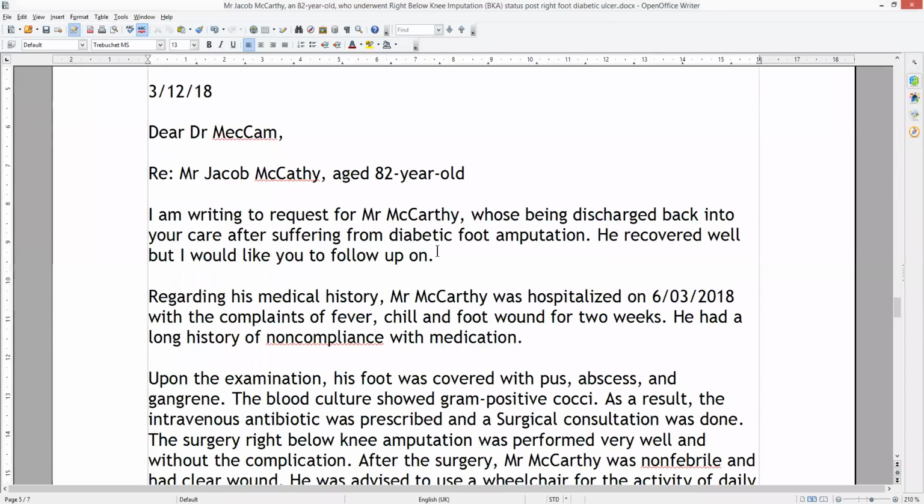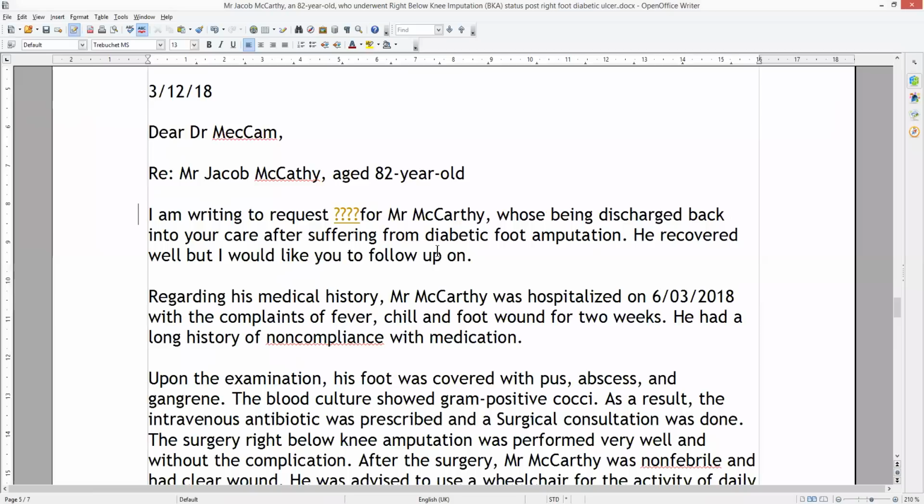To request what? What do you want to request for Mr. McCarthy? And what is this relative pronoun here, whose? What is wrong with this? Can anybody tell me why this pronoun is not the correct one? Because it's a possessive. It should be who is. Yes. Who is being readmitted from a diabetic clinic for amputation.